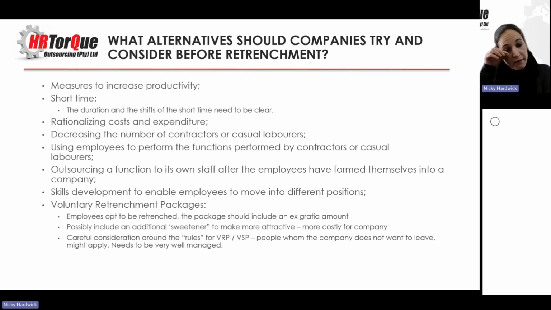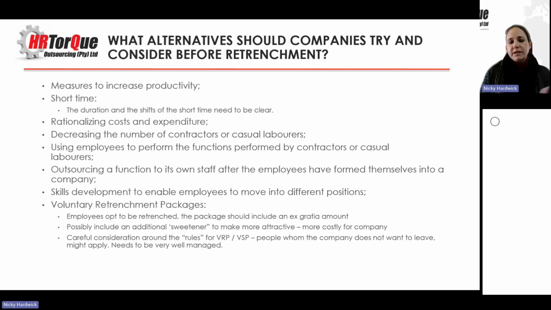And then there are voluntary retrenchment packages. So that is where you offer employees within the business the option of walking away. So they almost sacrifice themselves for the better good. The challenge with a voluntary retrenchment is that, one, it's going to cost you a little bit more.